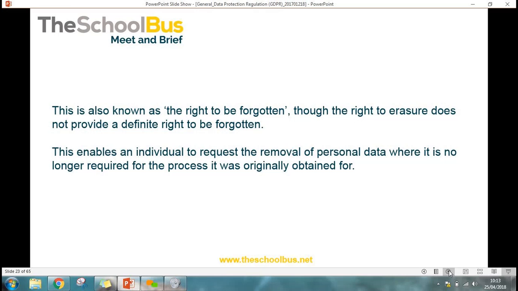There's a legitimate question there about whether we actually need to use that data in the process of being able to drive forward student progress and look at trend analysis and look at how we can improve our intervention. The right to be forgotten is not an absolute right. We need to be able to prove that we don't need that data anymore.